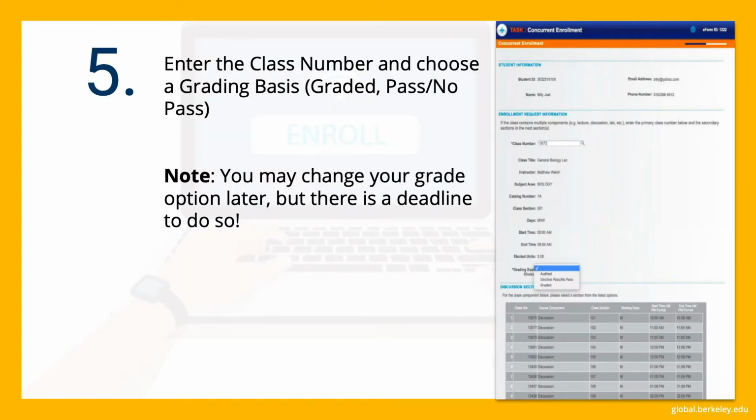Once you have clicked Next, you may begin filling out the e-form. To make things simple, I recommend that you have ready the 5-digit class number that I mentioned earlier. You can use this number to search for the exact class that you want. On this page, you will also be able to select your grading basis, which will need to be either graded or pass/no pass. I want to point out that you may change your grading option later, but be sure to do so before the deadline.